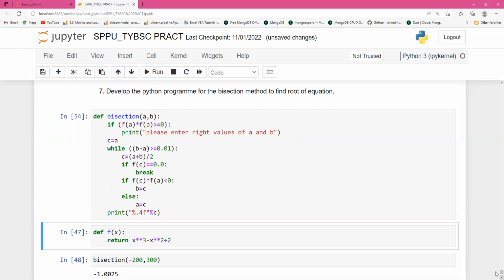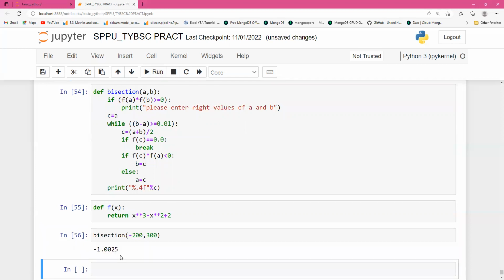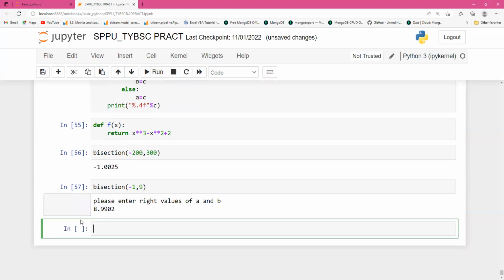Now, for example, I'm taking this function f of x and returning this function. Okay, so I run this function, x cube minus x square plus 2, and I'm taking bisection of minus 200 and 300. So it will take this one. If I'm using bisection of minus 1 comma 9, then what will it give? Let's run it. It will give me the message, please enter the right values of a and b.